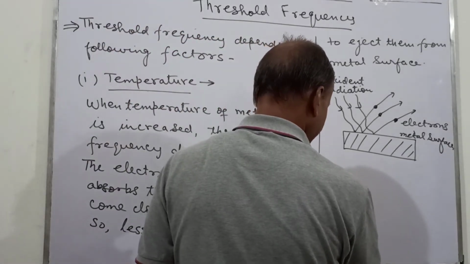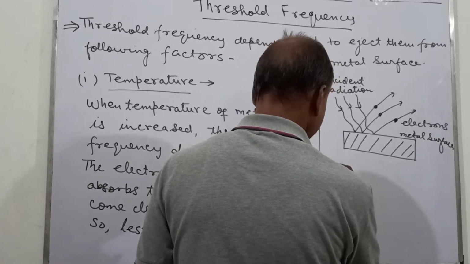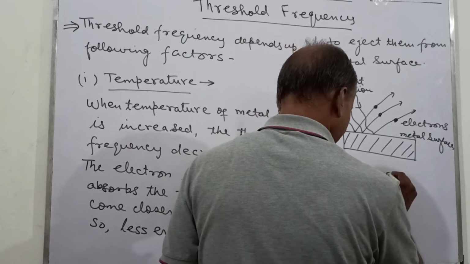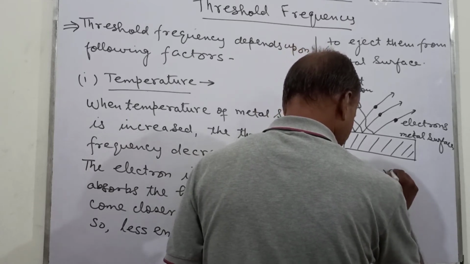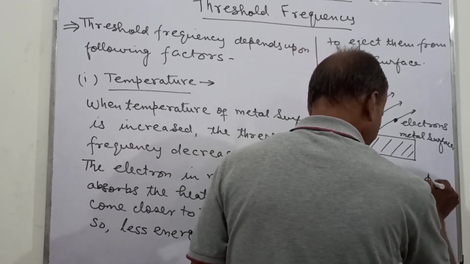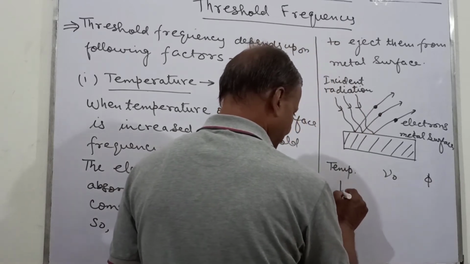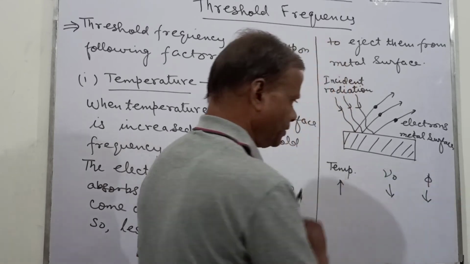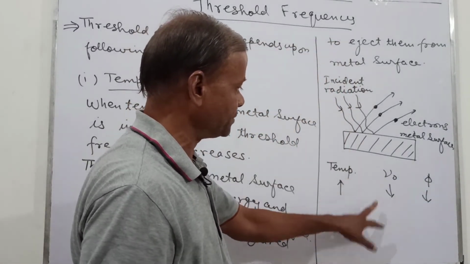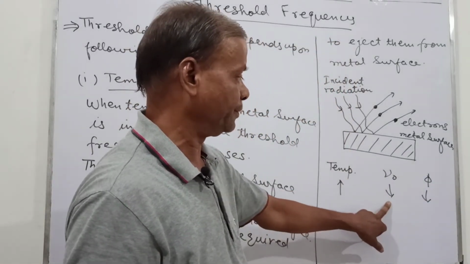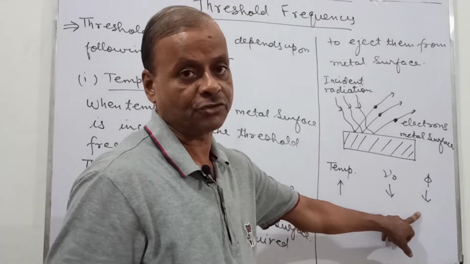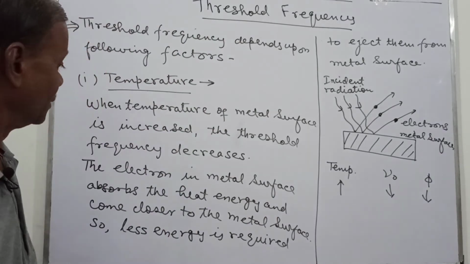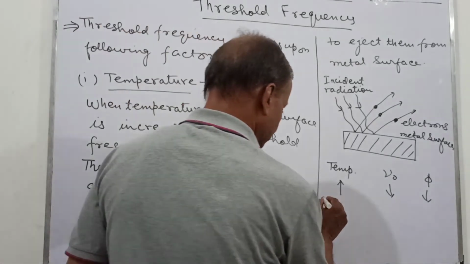So if we take the frequency nu naught and work function phi, if temperature increases, this decreases and this also decreases. So when temperature is increased, the threshold frequency decreases and the work function also decreases. Now the second factor.